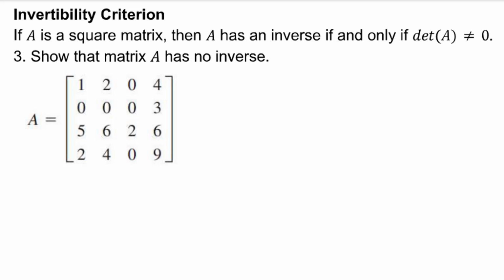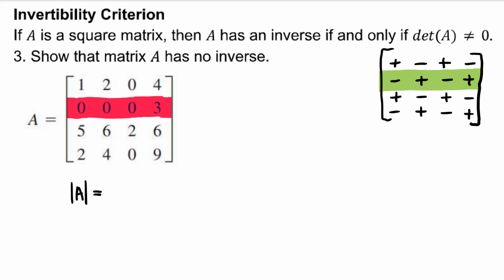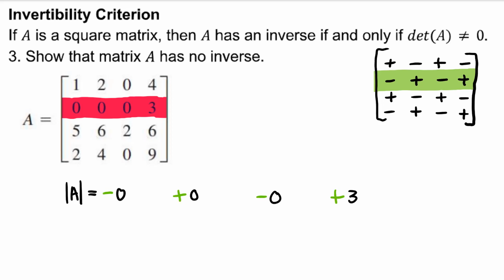They didn't even tell me which row or column I had to expand upon, so I'm going to choose the second row because it's got a lot of zeros. You could also choose the third column. I can obtain the signs of the cofactors of a 4x4 matrix the same way I did for a 3x3. And guess what? It alternates just the same. So my signs will be negative, positive, negative, positive. The constants are 0, 0, 0, and 3.